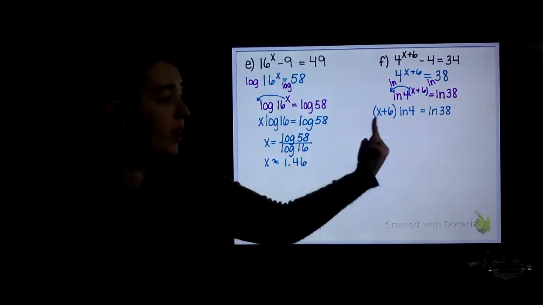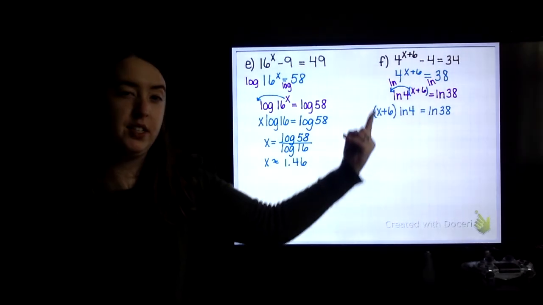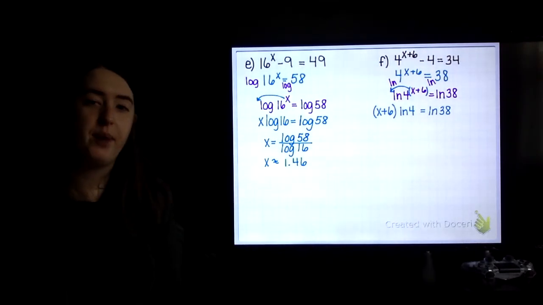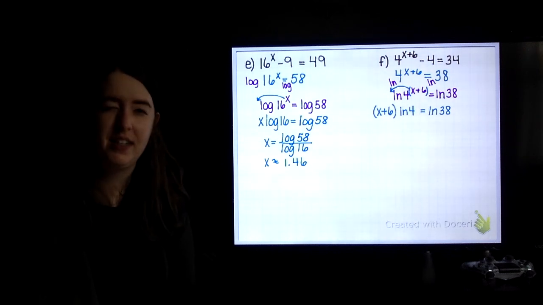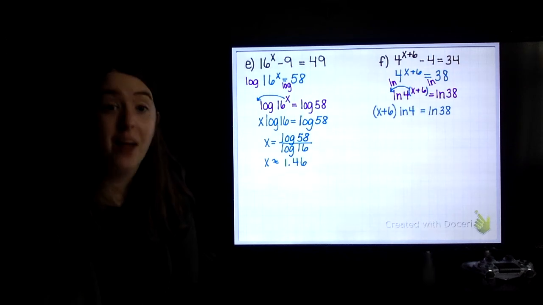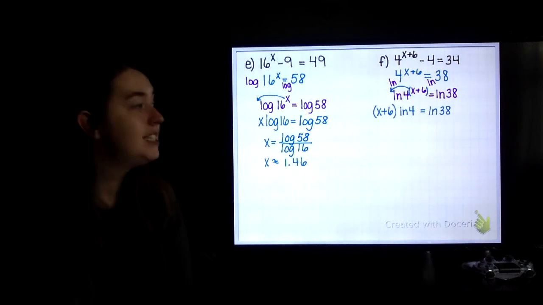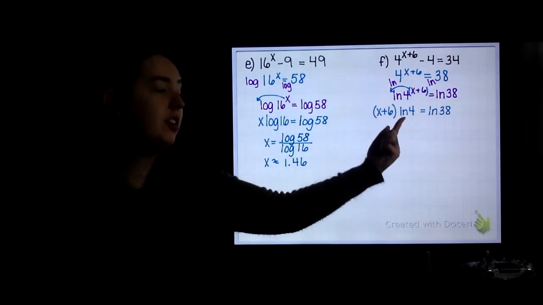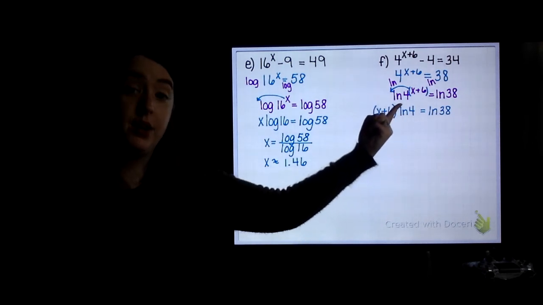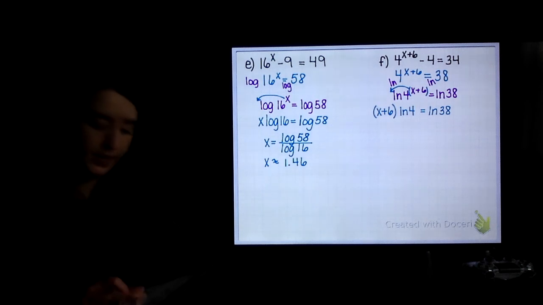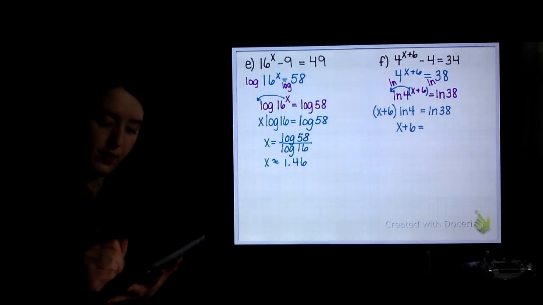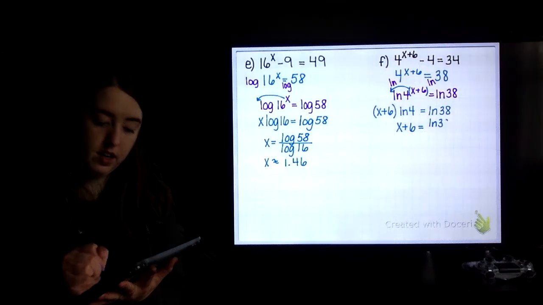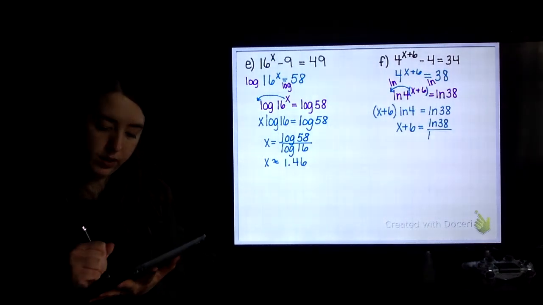So to start working my way into x, it might be tempting to distribute that natural log of 4, but I hope that you wouldn't, because it's going to make your problem just the tiniest bit messier. It's not terrible, but I wouldn't do it. Since x plus 6 and natural log of 4 are being multiplied, I can just go ahead and divide by the natural log of 4 at this point. So that's what I'll do. So I'll just end up with x plus 6 on my left side. And on my right side, we'll have the natural log of 38 divided by the natural log of 4.